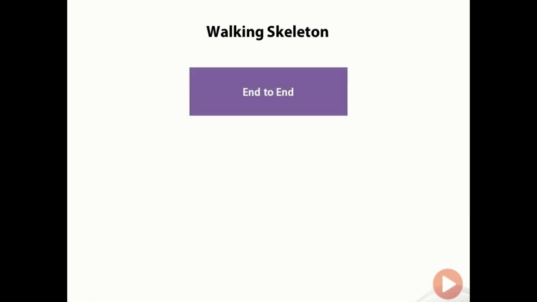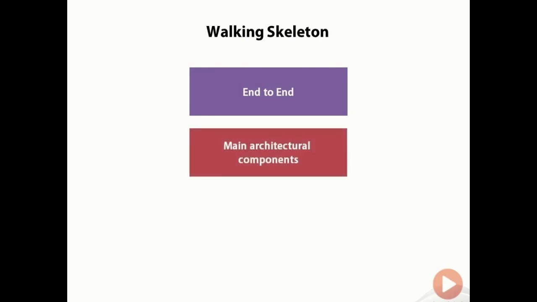There are several key points that you should take from this. First, a walking skeleton is end-to-end. For us, that means database to client. Second, it should involve all the main architectural components. So we should involve every item from the MEAN acronym, Mongo, Express, Angular, and Node, and the three pieces, client, server, and database, should be involved.